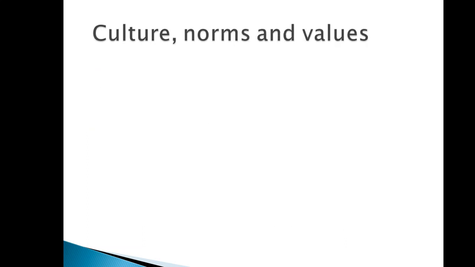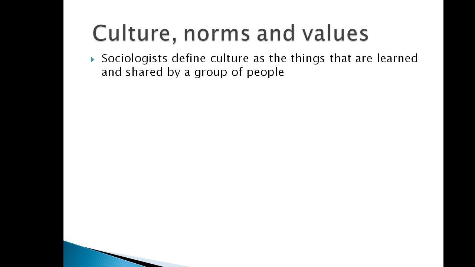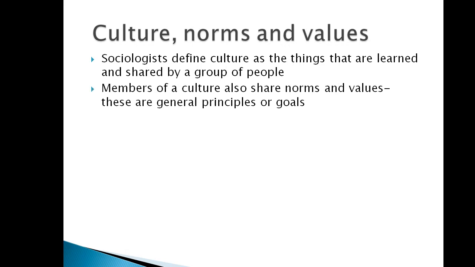Culture, norms, and values. Sociologists define culture as the things that are learned and shared by a group of people. Culture includes all the things that society considers significant, like customs, traditions, language, and knowledge. Members of a culture also share norms and values. These are the general principles or goals of a society. An example is valuing privacy. This causes us not to read each other's text messages and emails.